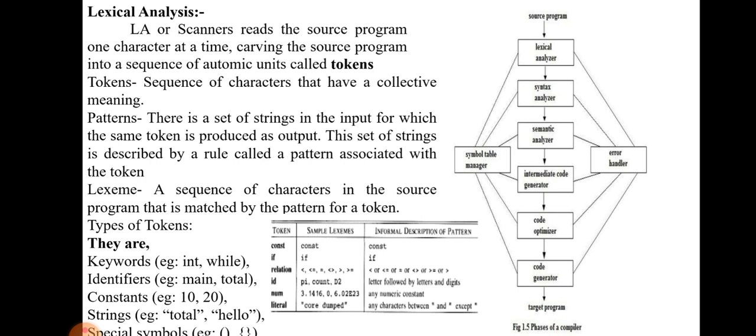There are some types of tokens. Keywords are, for example, int, while, void. An identifier is, for example, main, total.